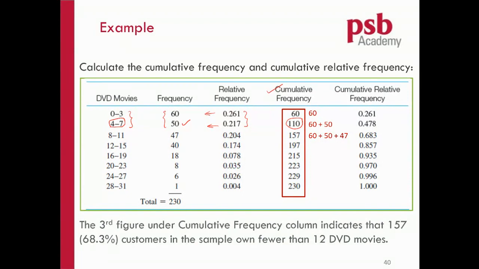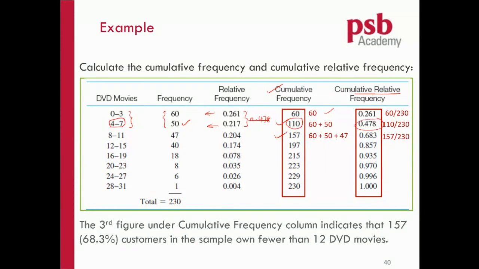You keep adding it. You can also find the relative of cumulative, which will give you the same. Now, how do you find it? You just take this one, divide by 230. Then this one, divide by 230. Then this one, divide by 230. So at one glance you know that. So I ask you that you're going to add this, right? This one will be 0.478, which is exactly this number.